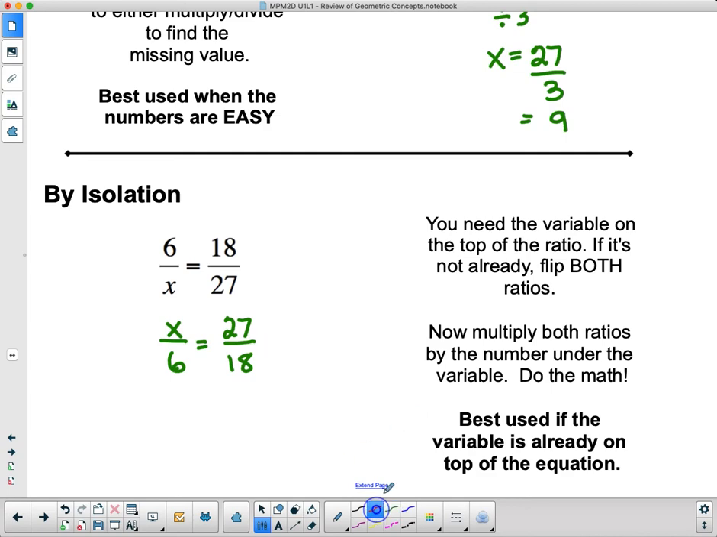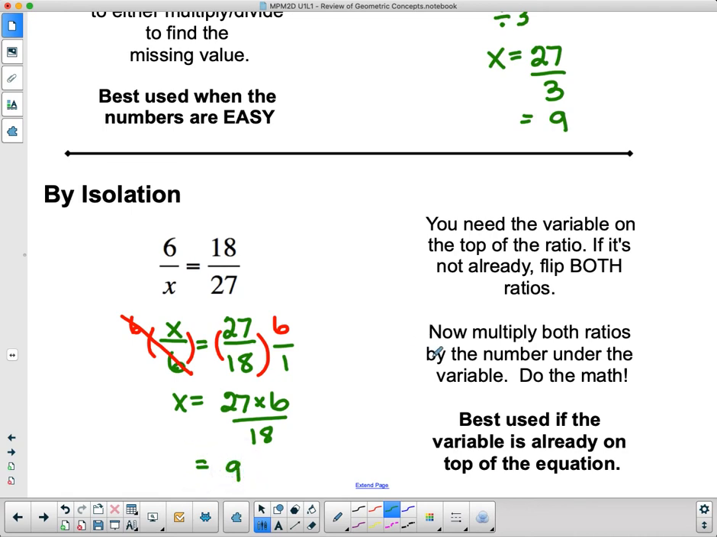Now we have to multiply both sides by the denominator of the x. Whatever is underneath your variable, you multiply both sides by it so that it gets your x completely by itself. But then you have to multiply this side by that as well. So what you end up getting is x equals 27 times 6, because that's like 6 over 1, so you multiply the tops and multiply the bottoms, divided by 18 times 1, which is just 18. And if you type that into your calculator, you're going to get 9.